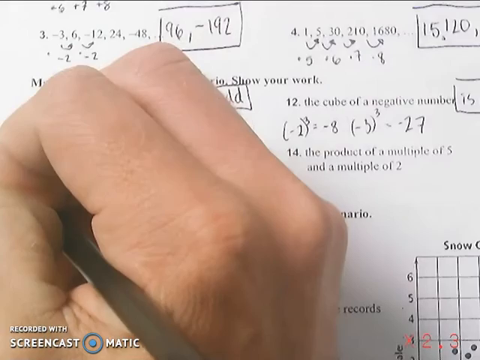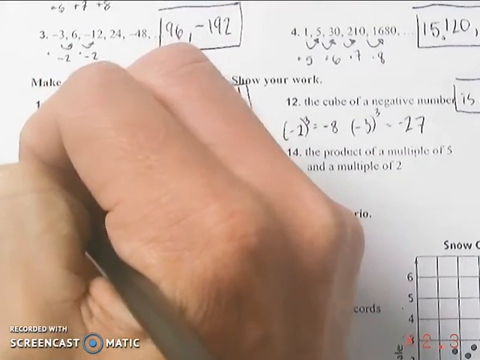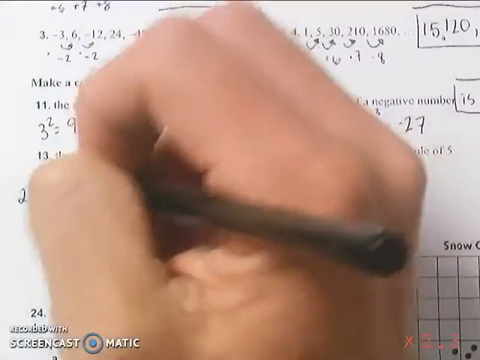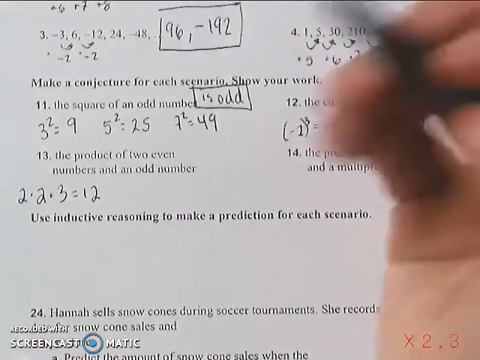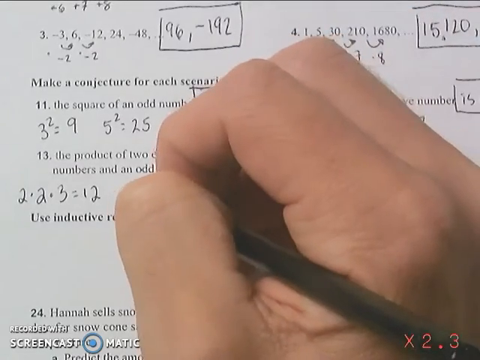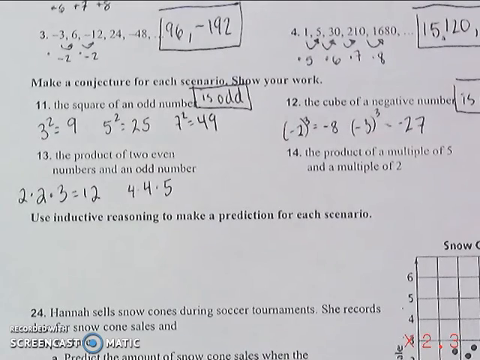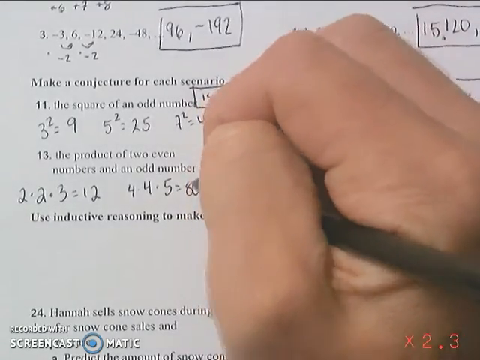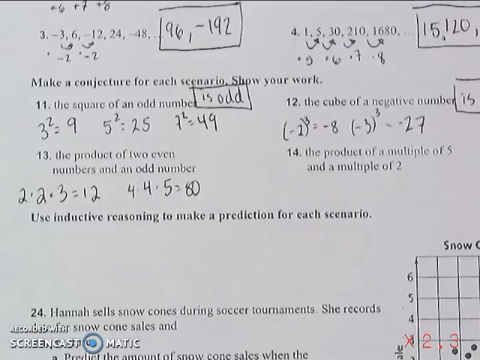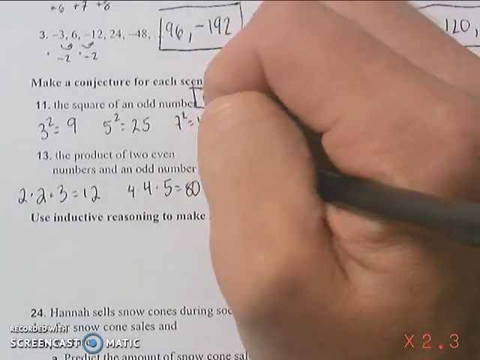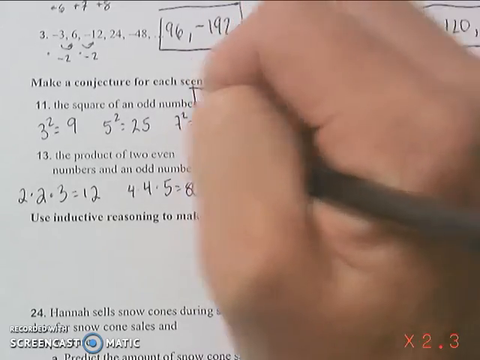Okay, so let's do 2 times 2 times 3. So 2 times 2 is 4, 4 times 3 is 12. Let's do 4 times 4 times 5. Okay, 4 times 4 is going to give me 16, and then 16 times 5 is going to give me 80. Okay, it looks like I'm getting even numbers, so I think that's my answer. The product of two even numbers and an odd is even. Okay, so I'm going to get an even answer.